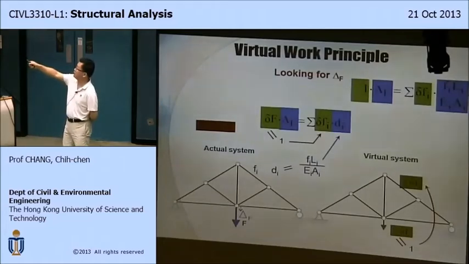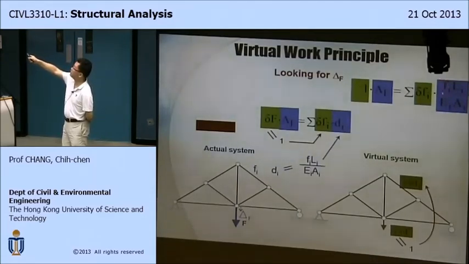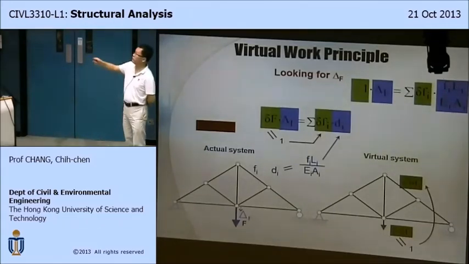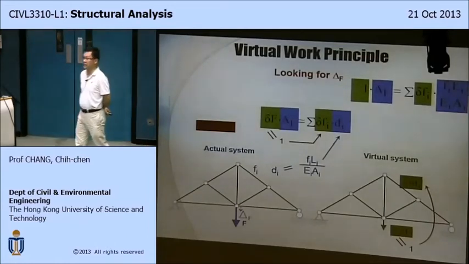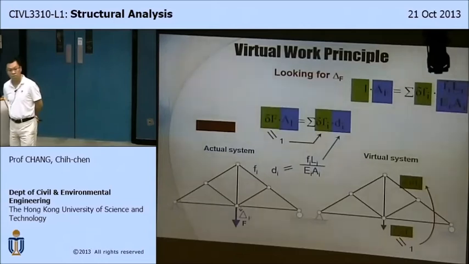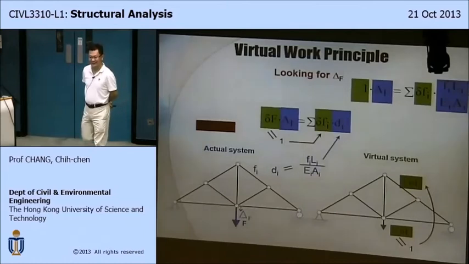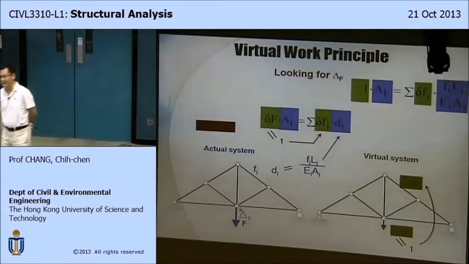So here, I put down 1, which is a so-called dummy force, dummy imaginary force. And this is the real deformations that we are calculating. And this is the virtual force created by this dummy unit force. And this is the real internal member force times L over EA. And that is it. You can use this formula to calculate the deformations, delta F. Is it OK? It seems like a magic, huh?